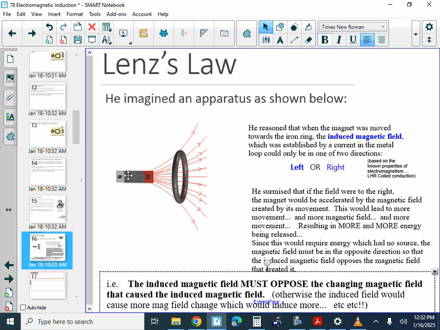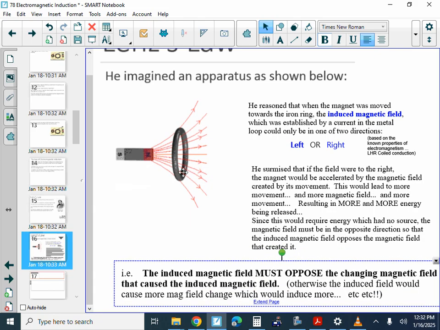And so if he brings in a north, then he reasoned that the electron flow, either clockwise or counterclockwise maybe, he reasoned out that you'd have to have electron flow in such a direction that it's going to make a magnetic field that will oppose this change that was coming in.